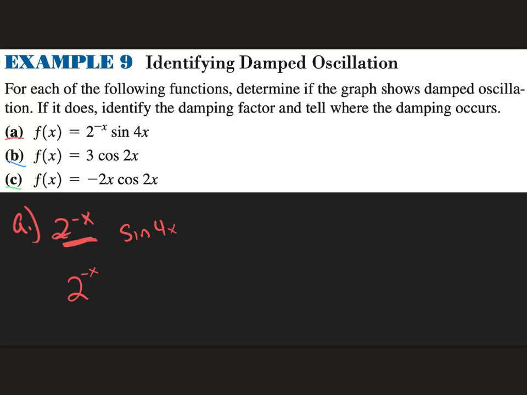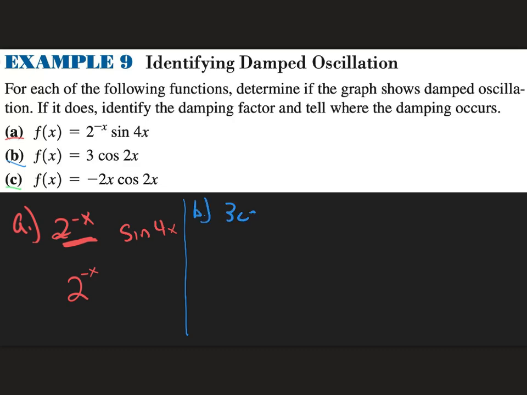You can go ahead and graph it. Change your window to negative pi to 2 pi. You don't have to worry about the x scale or the y scale. Take the y max up, probably 5, 10, 15, so you can see the top of the graph. Okay, so let's look at B.